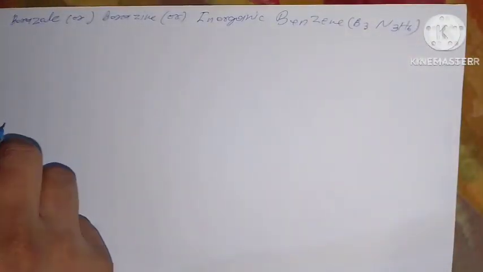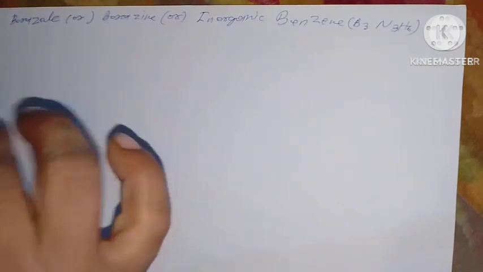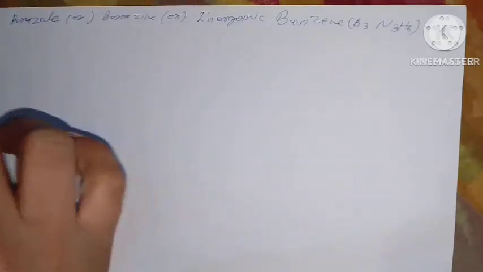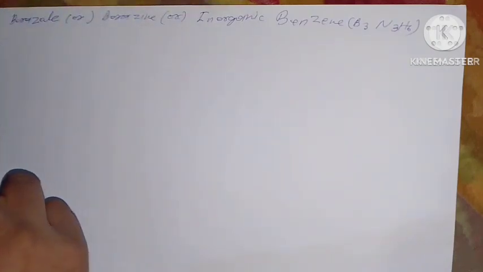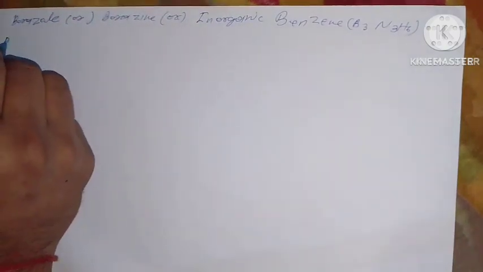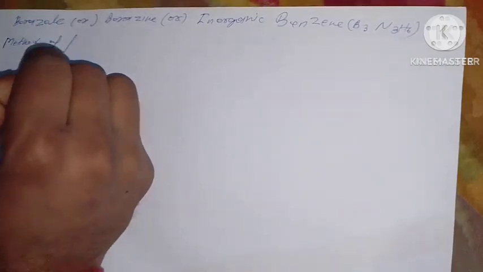B3N3H6. Borazole is an inorganic compound which has a cyclic structure similar to benzene with alternate single and double bonds. Hence, it is also called inorganic benzene after Wiberg in 1940. Method of preparation.